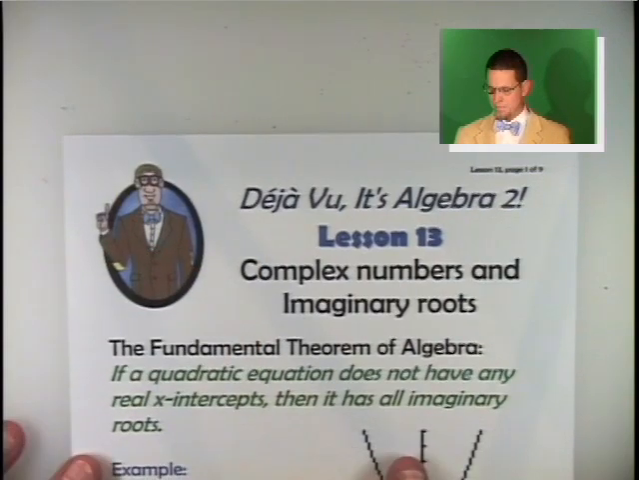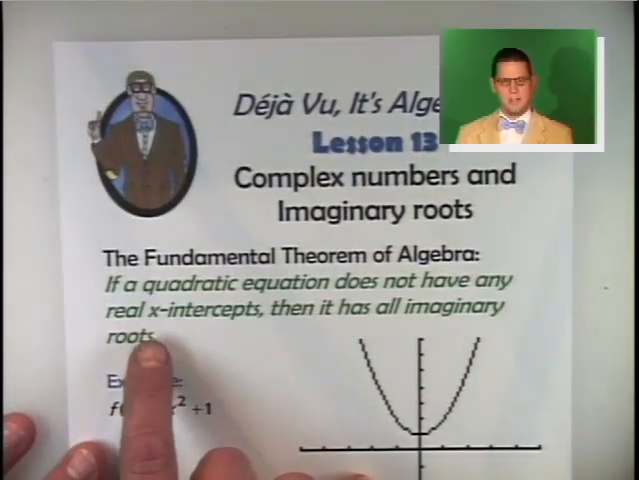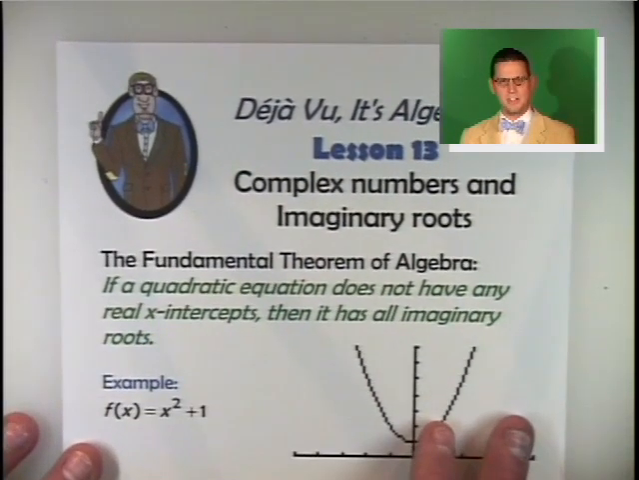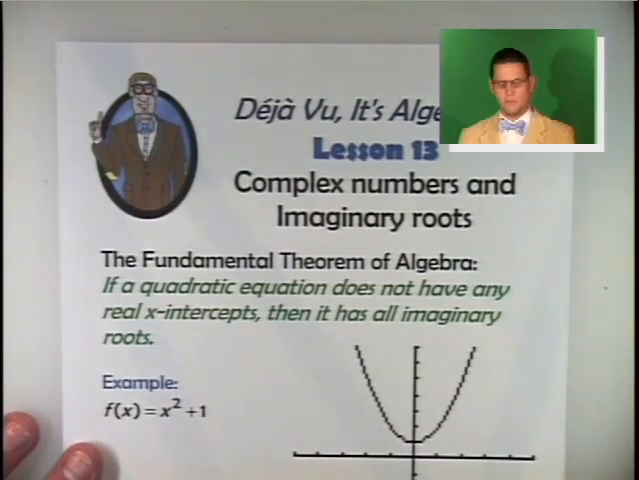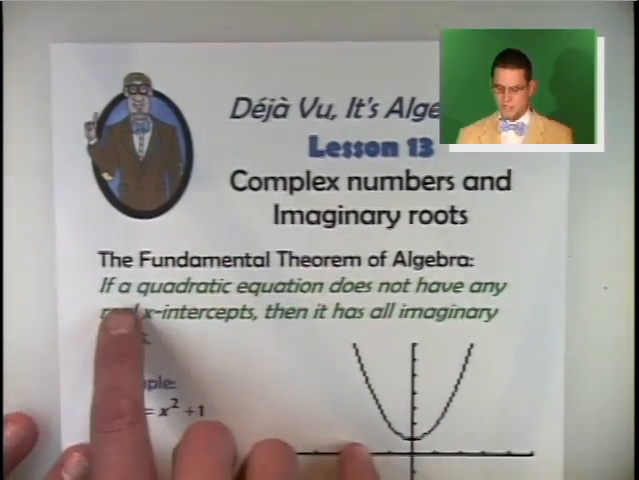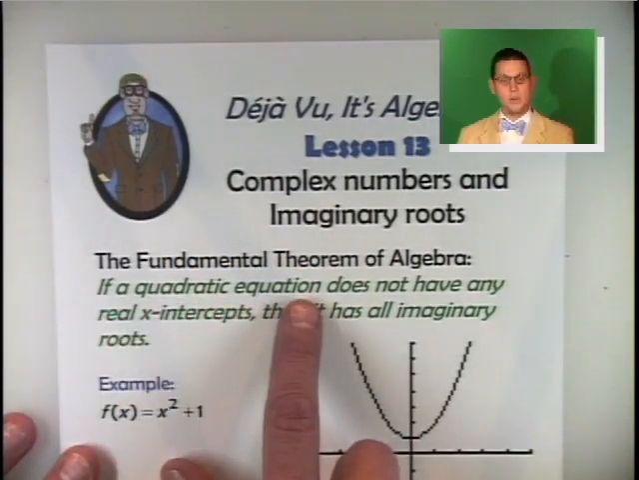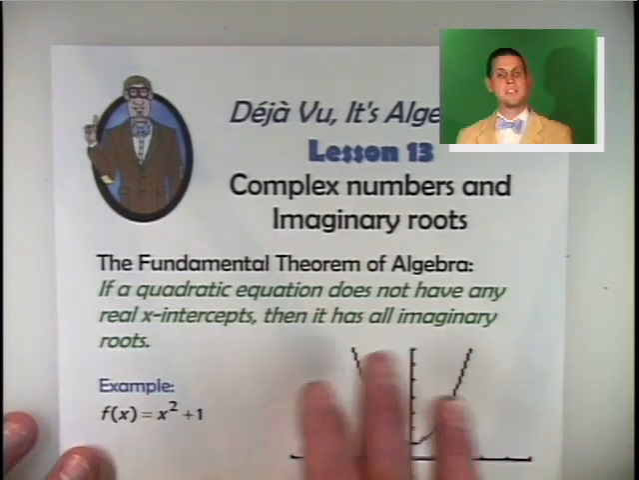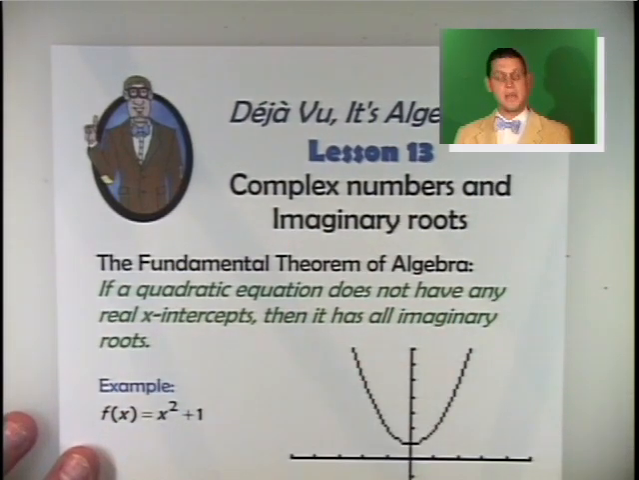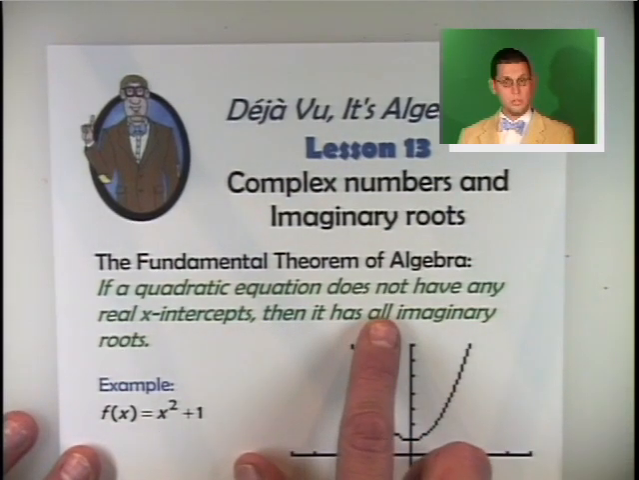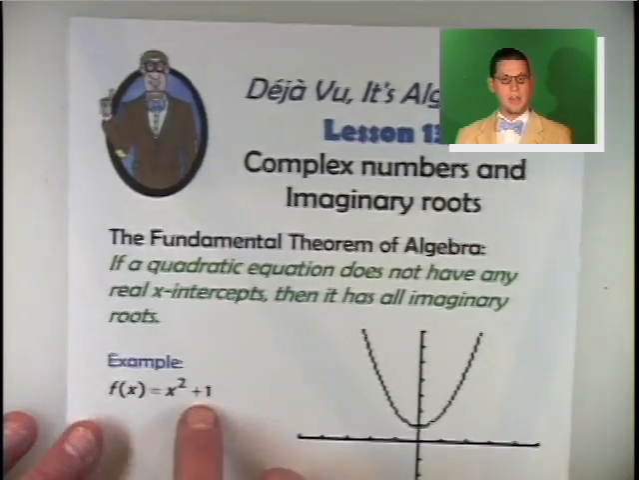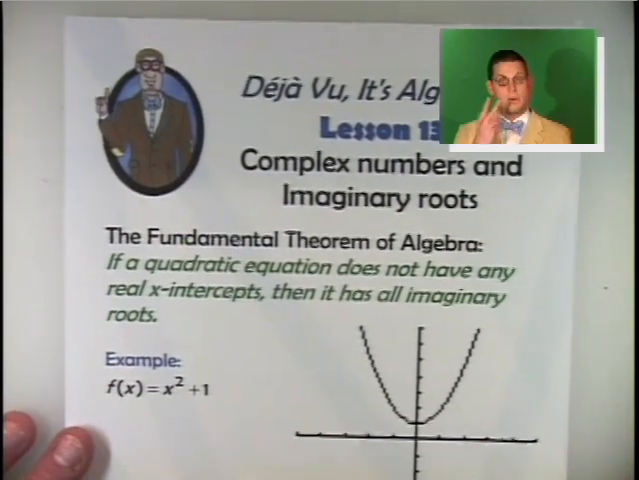So here's what it actually says. We're going to rephrase it a little bit from the original phrasing, and we're going to tailor it towards quadratics. So here's what it says in terms of quadratics. If a quadratic equation does not have any real x-intercepts, that means if it doesn't cross the x-axis, which is a real number line, then the roots, or the x-intercepts, have to all be imaginary. And in this case of degree 2, there's going to be 2.